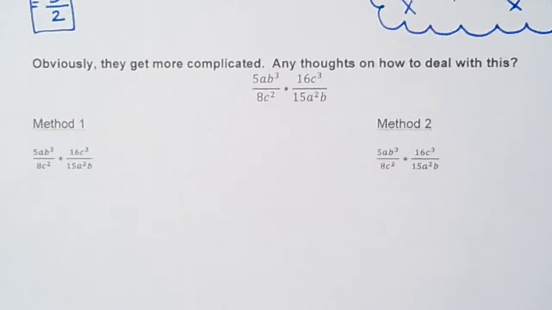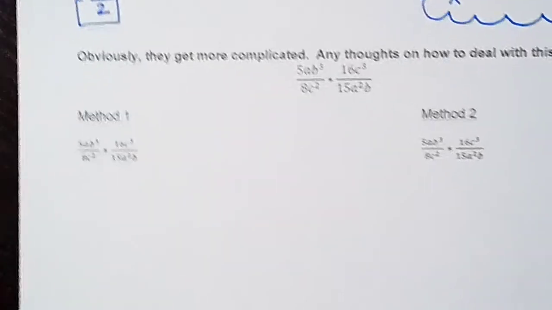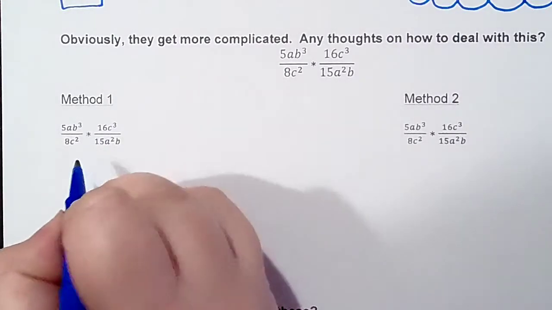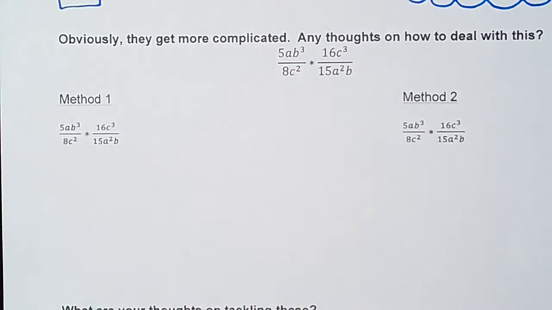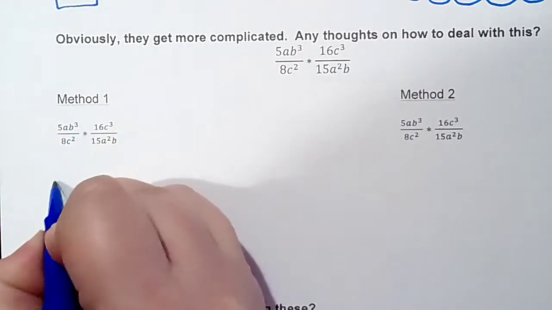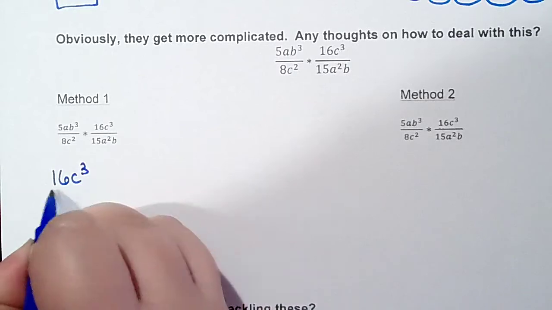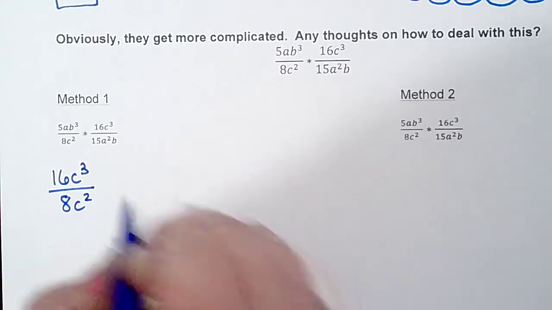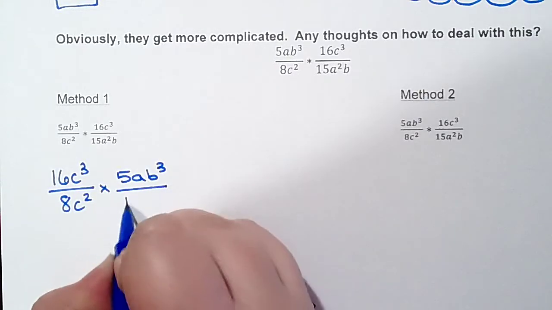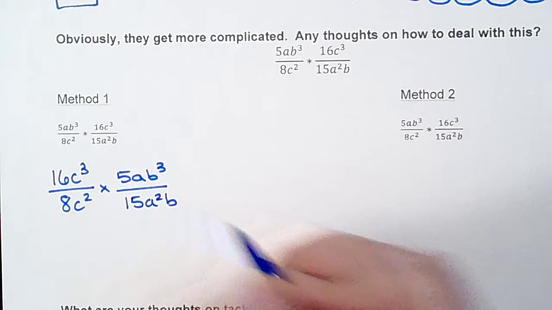All right, let's keep going. Obviously, like I said, they get more complicated. So what are our thoughts on dealing with this? Well, I've already showed you the two methods, but I'm going to show them to you again. The first method is where we change things around. We move the two tops. So this becomes 16c to the third over 8c squared times 5ab cubed over 15a squared b.